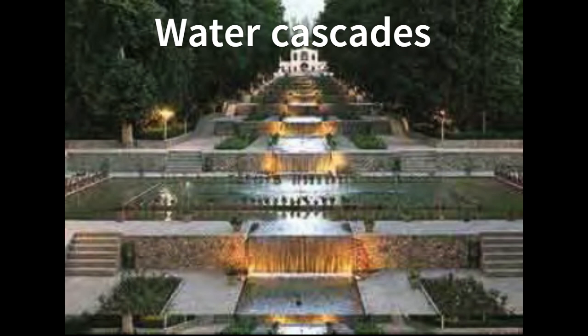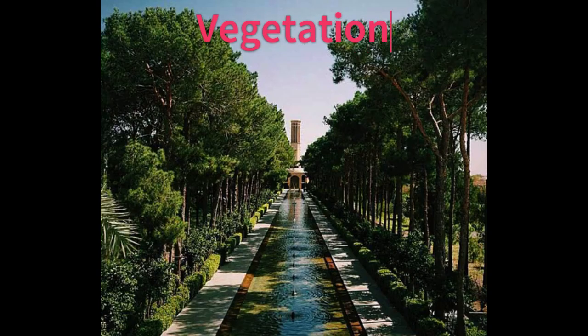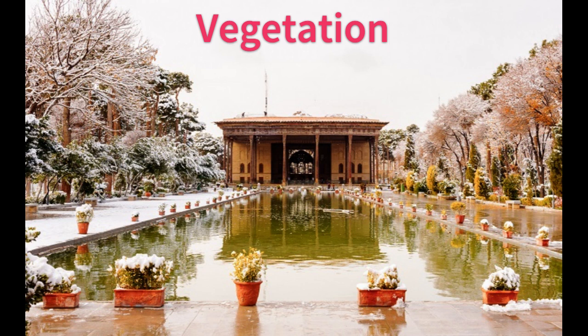Vegetation is a fundamental element of Persian garden design, consisting of a carefully selected collection of trees, shrubs, and bushes, with or without flowers, and a lawn. Trees are classified into two categories: evergreen and deciduous trees. Evergreen trees such as cedar symbolize eternal and sacred life, while deciduous trees such as pine trees represent the afterlife.